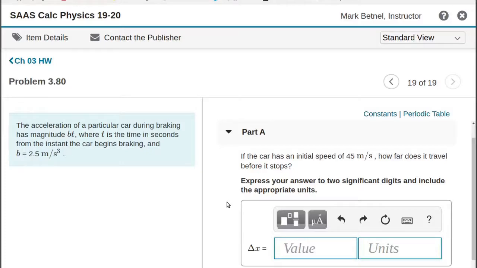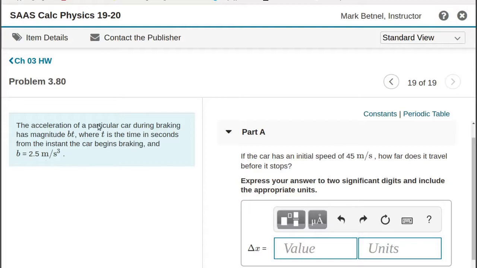Okay, so as I promised, I'm going to do this one about the last question on the Chapter 3 homework, problem 19, also 3.80 out of the book. What we see in this problem is the acceleration of a particular car during braking. A car braking has magnitude bt, where t is the time in seconds from the instant the car begins braking, and b is 2.5 meters per second cubed.